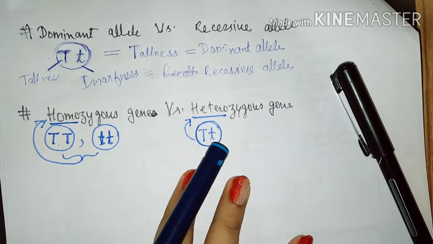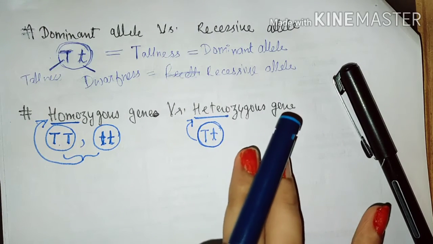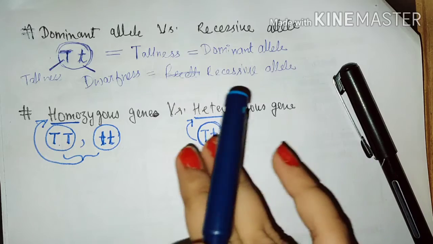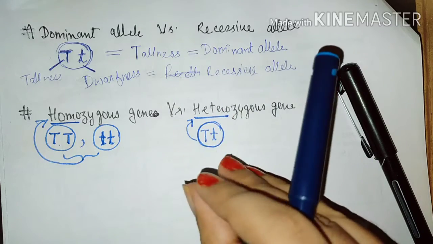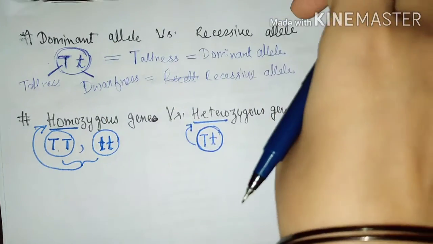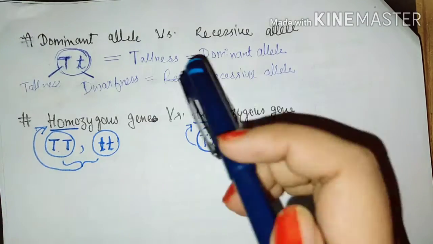So now I hope the dominant allele and recessive allele concept is clear, as well as I have explained to you the homozygous gene and the heterozygous gene. So I guess both the concepts are clear.